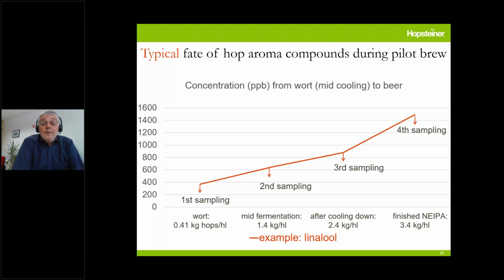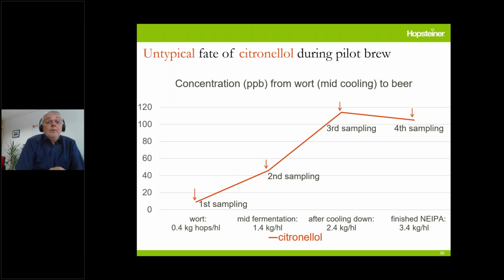So we have a steady increase of the hop dosage, and you see a steady increase in the linalool concentration. The more hops you add, the more concentration you get. But there is one example, and this is the untypical fate of citronellol during the pilot brew. So the same sampling times you see here, and you see there is only an increase of citronellol up to the third sampling, but there is no more increase from 3 to 4.